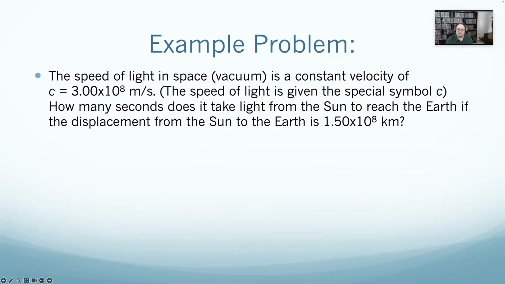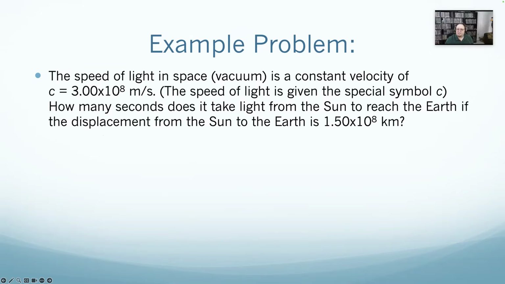Light moves in a vacuum at a constant velocity. This constant velocity is so important, it's its own symbol. Its symbol is C, and C is defined as 3 times 10 to the 8th meters per second. Now, this is a constant velocity, so this would be the same as an average velocity. I'm using a C here, just making my point.